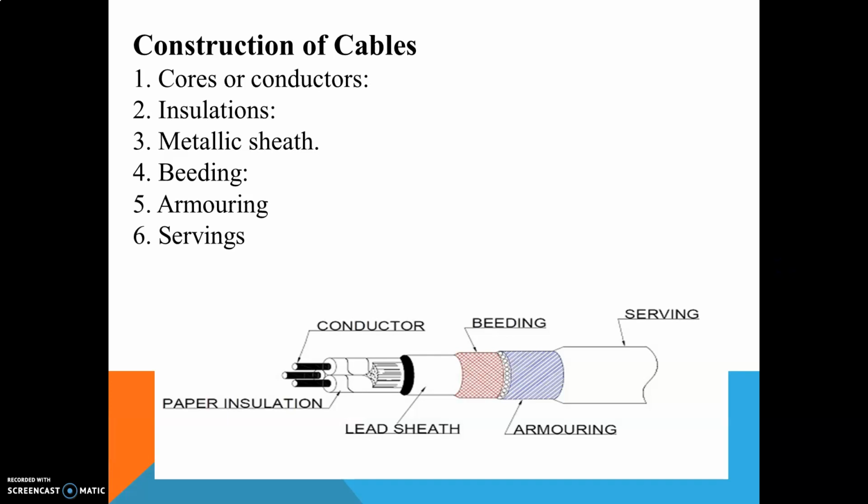Next is construction of cable. The diagram shows the different layers of construction of cable. First layer is conductor. Second layer is paper insulation. Third layer is lead sheath. Next is beading. Next one is armoring, and last one is serving. So first layer is conductor.